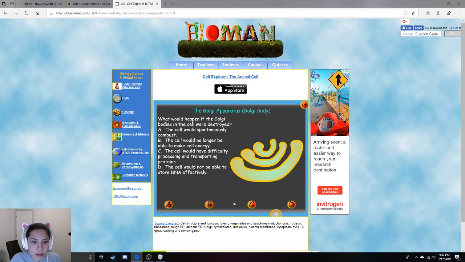What would happen if the Golgi bodies in the cell were destroyed? The cell would spontaneously combust. The cell would no longer be able to make cell energy. The cell would have difficulty processing and transporting proteins.